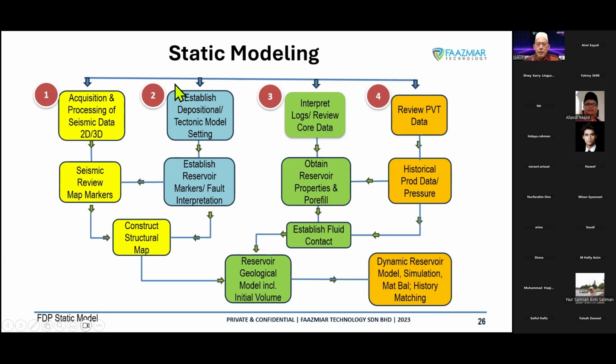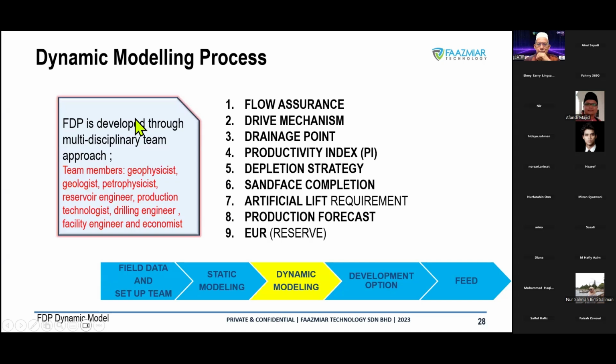Of course, at the same time, for static modeling we do the depositional environment and tectonic model, and then they establish the reservoir marker. This is the static model over here, the yellow color. The job of the static model is linked to all the rest of the dynamic model. So when we have constructed the static model, we go to the next step, which is the dynamic model. The next step is where we cover the dynamic modeling.